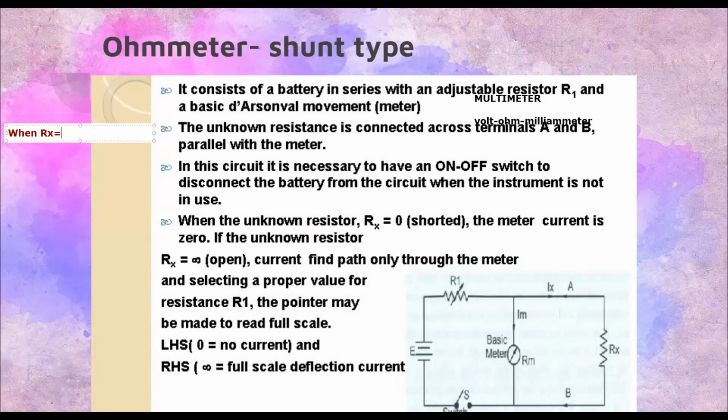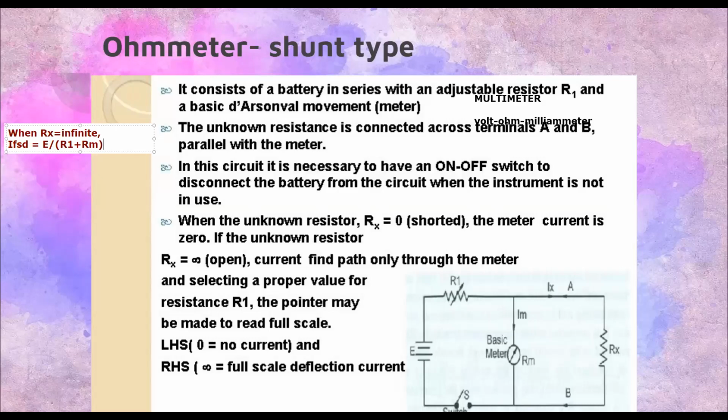When Rx is infinity. I'm writing infinite. Okay. When Rx is infinite, what is the full scale deflection current? IFSD is, you need to remember this, E divided by R1 plus Rm, sorry, not R2, Rm, mechanism. There is no R2 in the circuit diagram. Rm. Okay. That is a meter resistance.